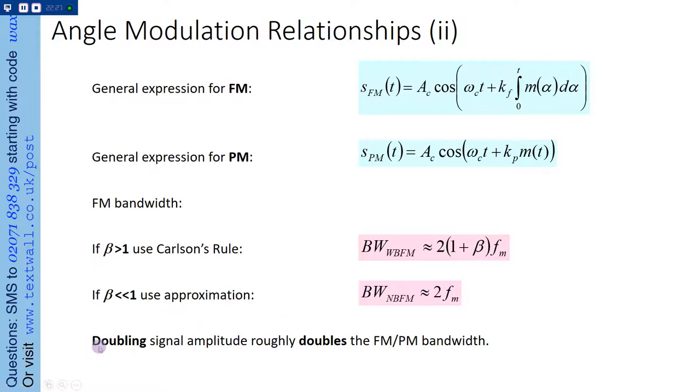This is an interesting comment here. Think about that and think about why that's the case. We'll discuss this in the problem class. Why does doubling the signal amplitude double the FM or PM bandwidth? So if you double the amplitude of your signal, that will require twice as much bandwidth.